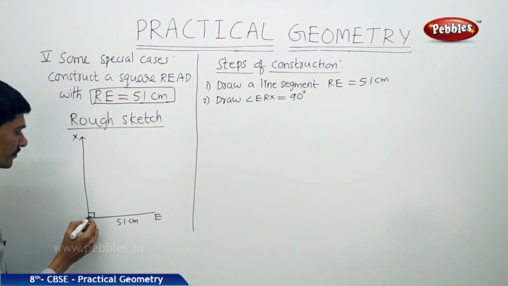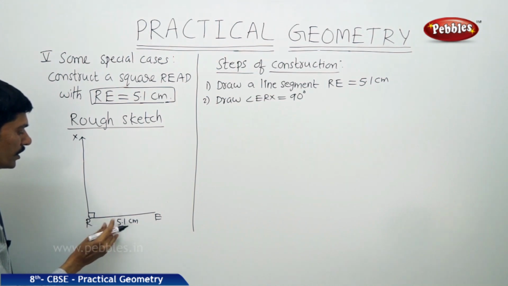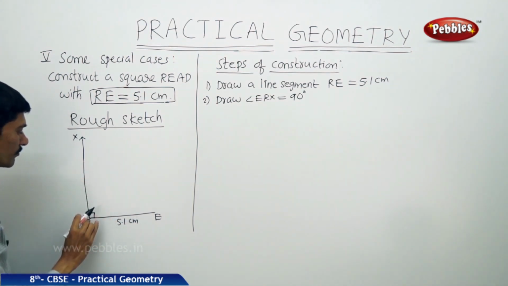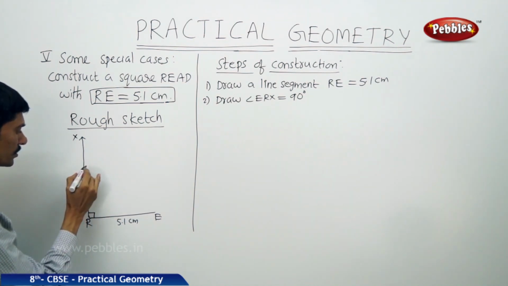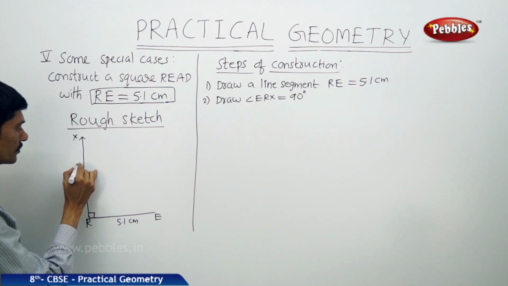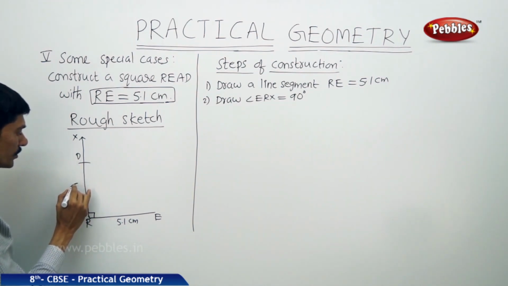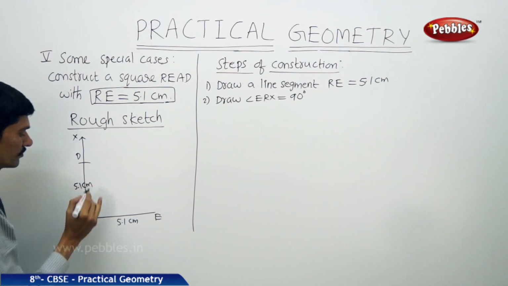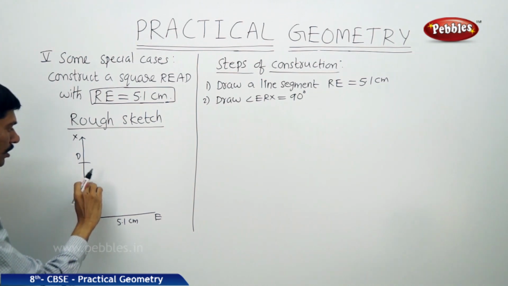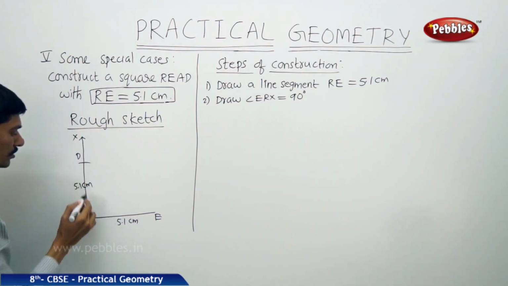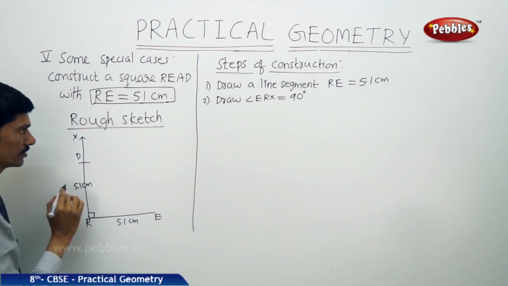So then take R as center and 5.1 centimeters radius. Draw an arc to cut off the ray RX at D. So here RD is 5.1 centimeters. With R as center and 5.1 centimeters radius, draw an arc to cut off ray RX at D. So then RD is 5.1 centimeters.